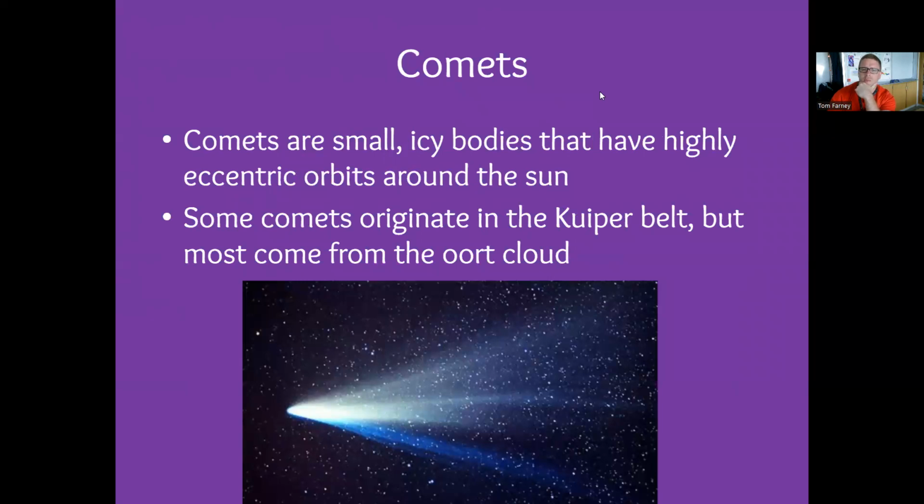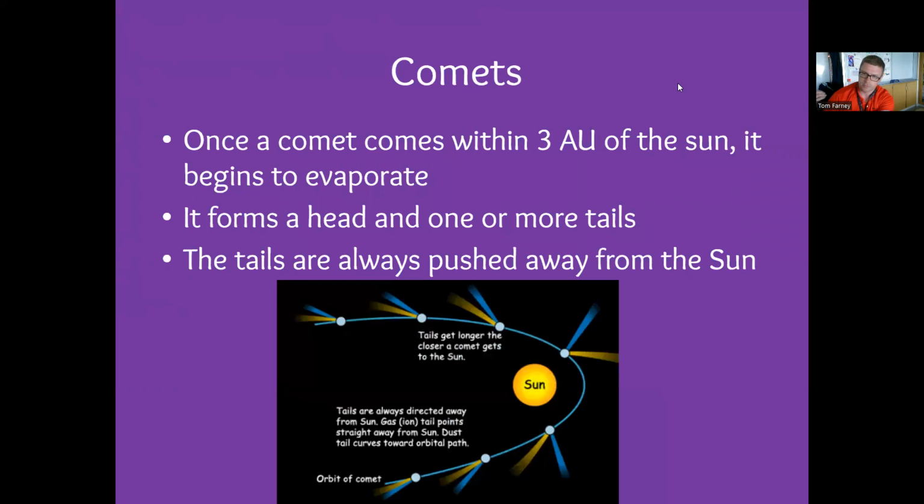Comets, the last thing we're going to talk about, are very small icy bodies. They have highly eccentric orbits. High eccentricity means it's really flat, really elongated. Some comets, like I said earlier, come from the Kuiper belt, but most of them come from the Oort cloud, a collection of more material floating all around our solar system, not in that flat belt shape.